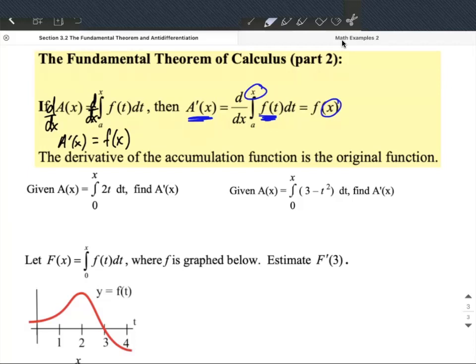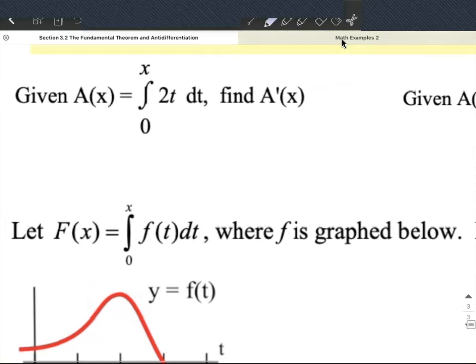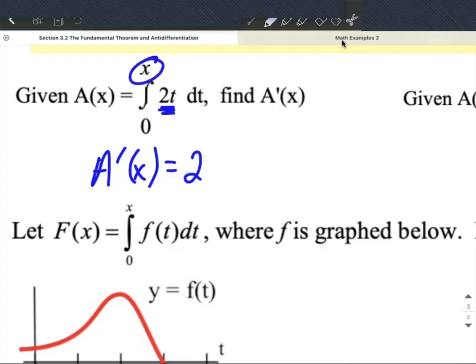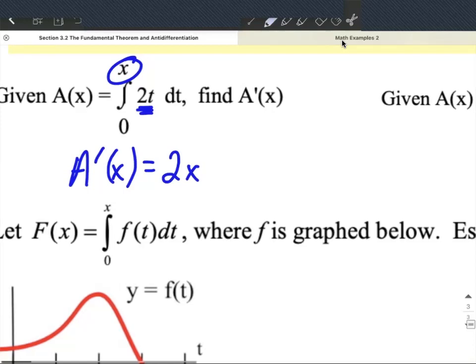So let's give this a shot and we'll look at it with functions, then we'll look at it with some graphs, pretty easy questions. So running right through here, if we define A of x to be the integral from 0 to x of 2t dt, our goal is to find A prime of x. So remember, all you're doing is you're looking at what function do we have on the inside here, but because we have x as our upper bound, we put 2x. That's it. You replace the t on the inner function with that x up above. And that's the derivative of A of x.